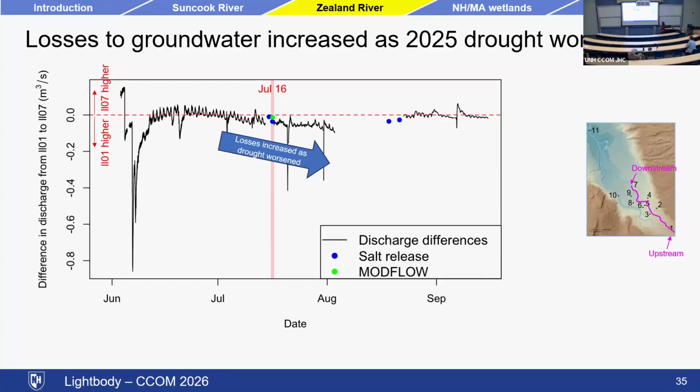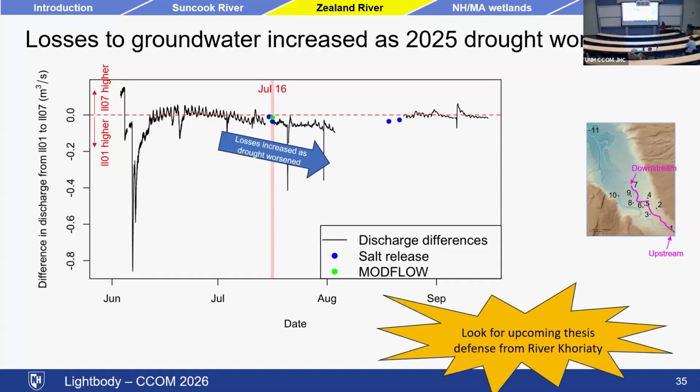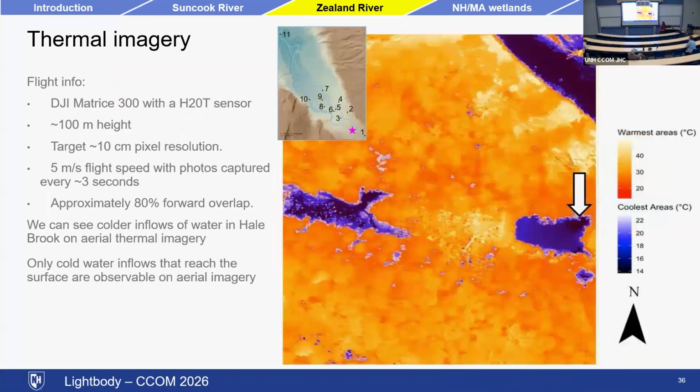exchange with the hyporheic zone, and we didn't look directly at solute transport or uptake, but if there were solutes that were taken up in the subsurface, suspended sediment, nitrate, we would have expected that losses would have increased as a result of this. Look for upcoming thesis defense from Rupert Coriati in the Masters of Water Resources Engineering program if you're interested in learning more about this. This is River's project, which they kindly allowed me to give you a teaser on today.